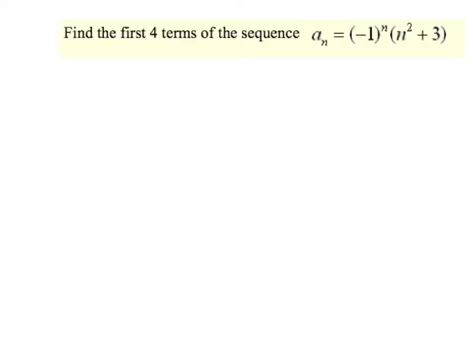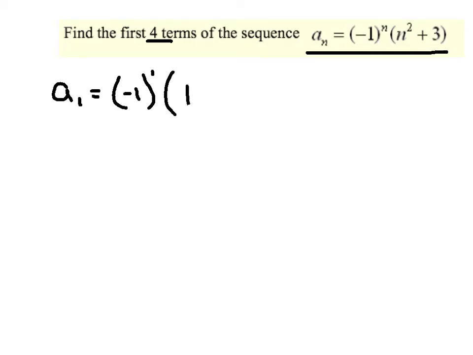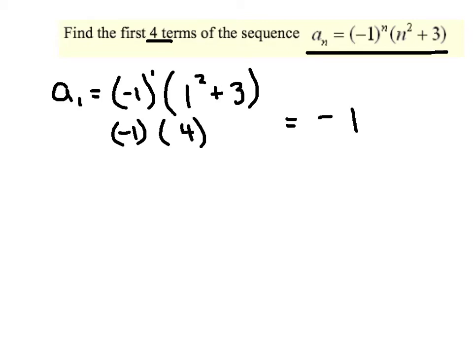Okay, this time they're asking for the first 4 terms. Again, they've given us the explicit formula for the nth term of a sequence. A little feistier looking here. The first term is going to be negative 1 raised to the first power, and then we've got 1 squared plus 3. Now, negative 1 to the first power is strictly negative 1, and over here it looks like we got a 4. Multiply those two together, I'm getting negative 4 for my very first term.